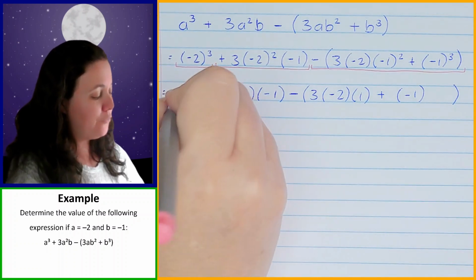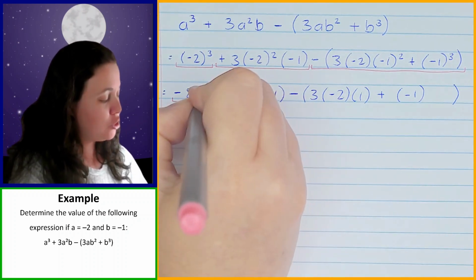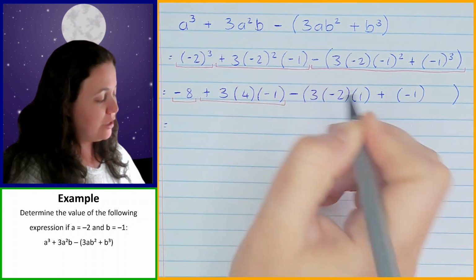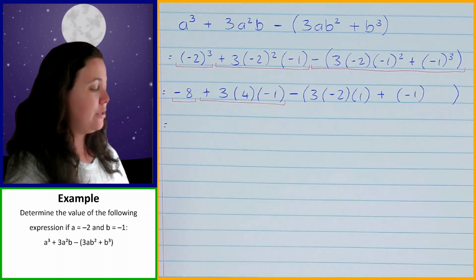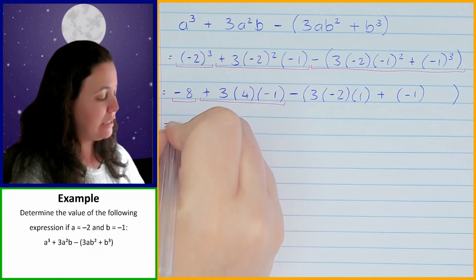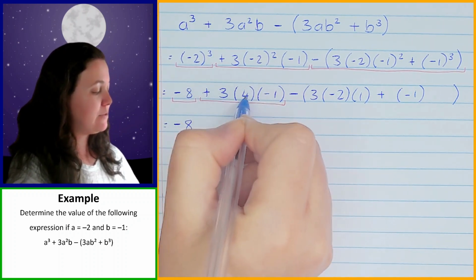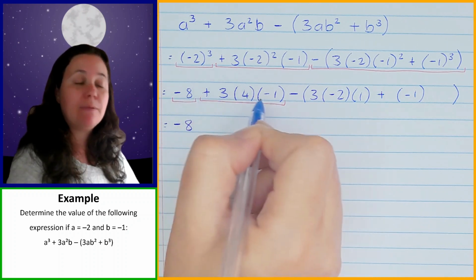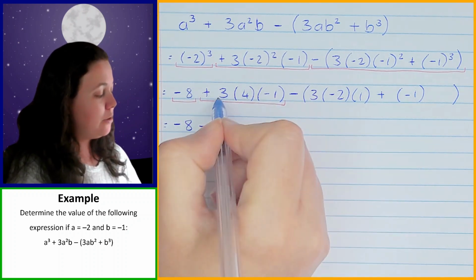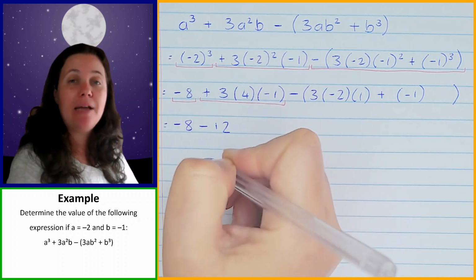Okay, so now let's go and do our next line. So over here, the first term is done. I can't do anything else with that term. The second term, from the plus over here to the end of those brackets, is 3 times 4 times -1. I need to now go and multiply those together. So the -8 is staying as it is. But here I've got +3 times 4 times -1. Positive times negative is a negative. 3 times 4 times 1 is 12. Okay, so I've got -8 minus 12.